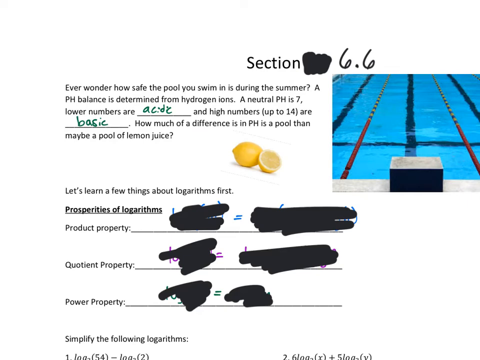Alright, here we're going to look at some properties of logarithms in section 6.6. So, ever wonder how safe the pool you swim in is during the summer? A pH balance is determined from hydrogen ions, that's a science term. A neutral pH is 7.